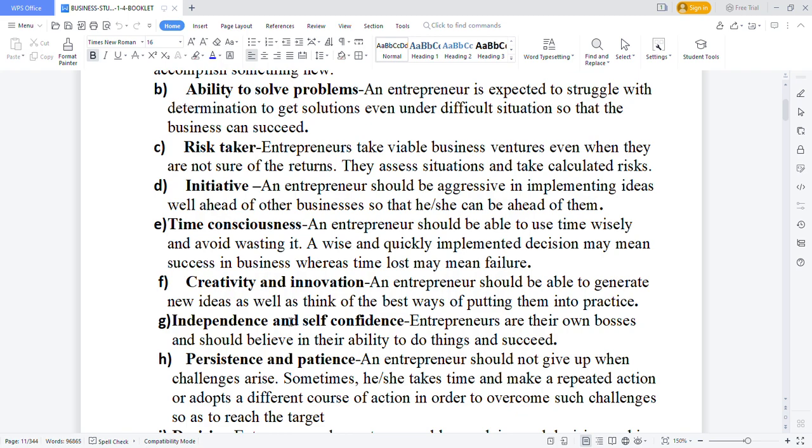Creativity and innovation. An entrepreneur should be able to generate new ideas as well as think of the best ways of putting them into practice.